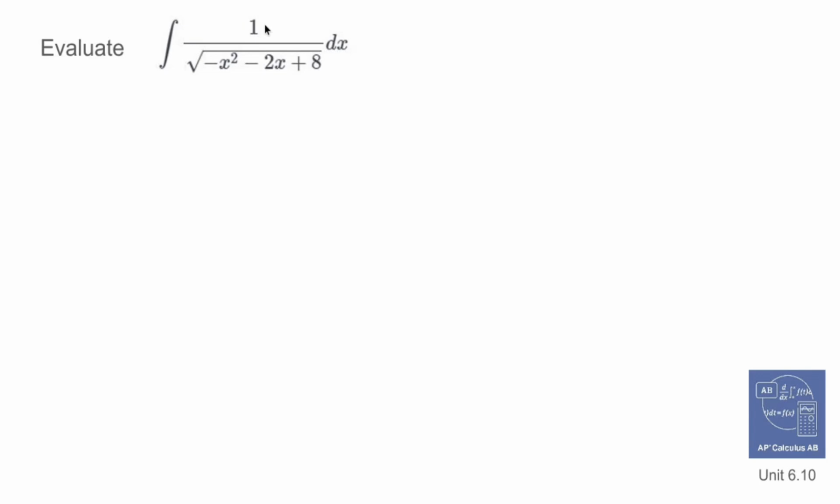Evaluate the integral of 1 over the square root of a quadratic. When I have the integral of 1 over the square root of a quadratic, I want to try to make it look like this. I want to make it look like the square root of a quadratic and see if I can pull this off. If I can do that, I can think inverse sine thoughts because the inverse sine comes from this. So this is what I need to do.